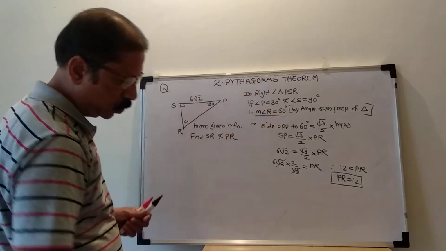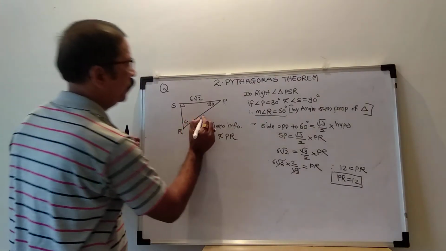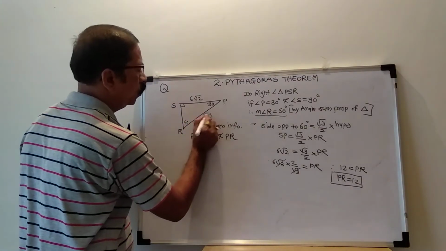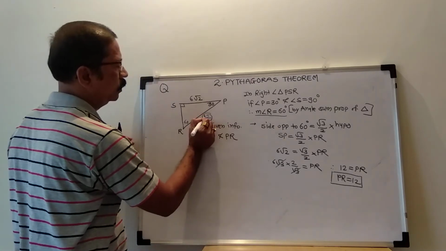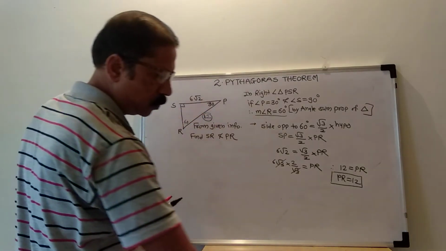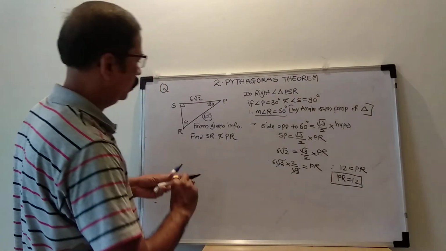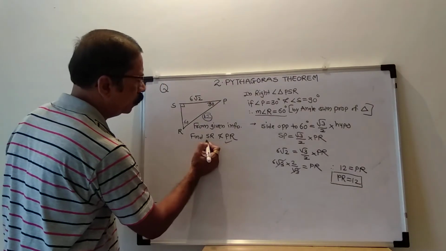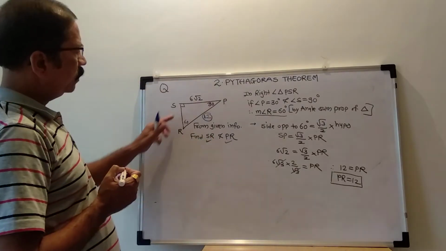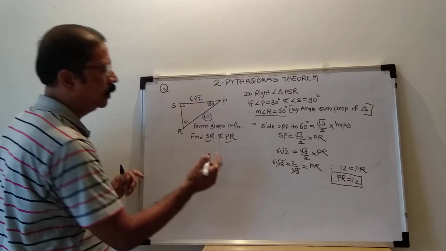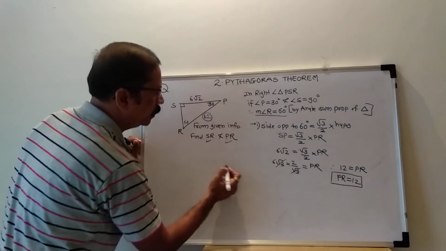Mention that value which you calculated. Here you got PR is 12. I will circle it. Now you have to find another side. You calculated PR first, then you have to find SR also. Now SR is the side opposite to 30 degrees. Then use the second formula.